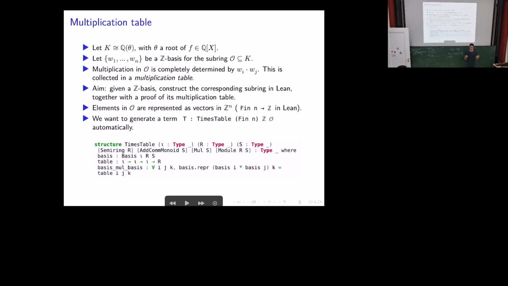So our first aim is, if we are given a Z basis, how do we construct the corresponding subring in Lean, and how do we obtain a proof of the multiplication table of this subring? In order to do this, we're going to represent the elements in O as vectors in Z^n. So Sander already mentioned this, that if we take an element in O, we can look at its coordinates with respect to the Z basis, and then we can represent this element as a vector.